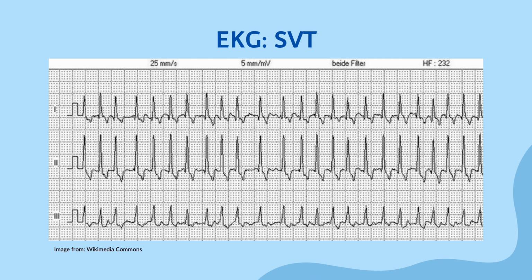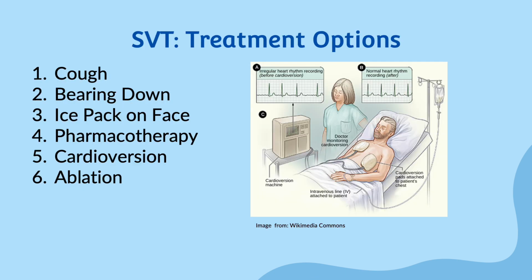On EKG, PSVT is characterized by a rapid heart rate that ranges anywhere from 160 to 250 beats per minute, sometimes with regularity and sometimes with irregularity in the rhythm. The EKG may also demonstrate the presence of an accessory pathway, or the absence of normal electrical conduction through the AV node. The treatment of PSVT is focused on controlling the heart rate and preventing the recurrence of episodes.